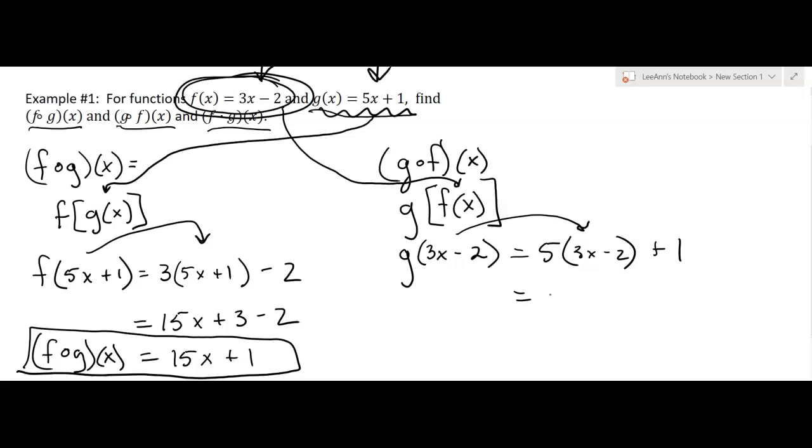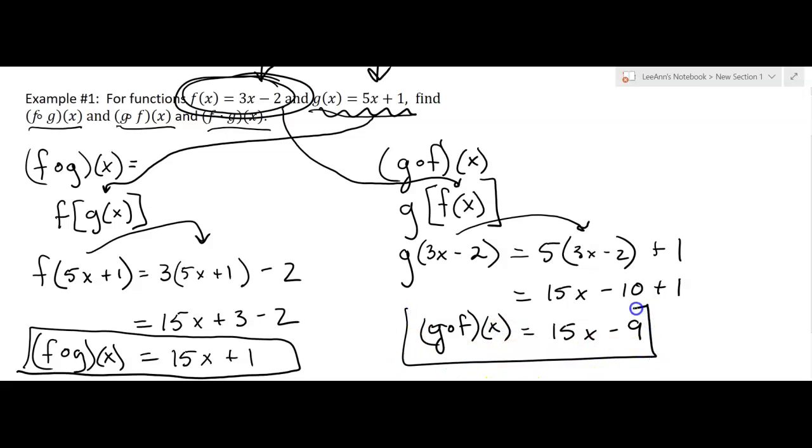And now we'll distribute and simplify. So we get 15x minus 10 plus 1, or 15x minus 9. That is g of f of x. Okay? So that's the answer for the second part. It works kind of backwards, like what you think it would. You have to do this part first, and then go back to the left to do the other function.